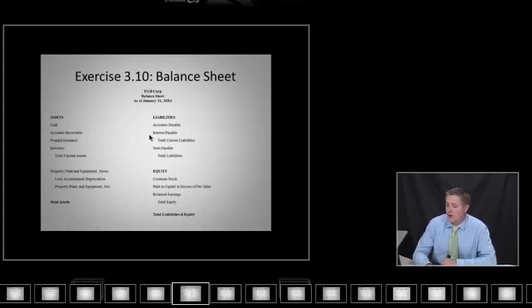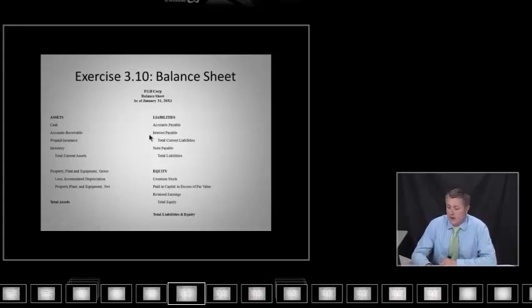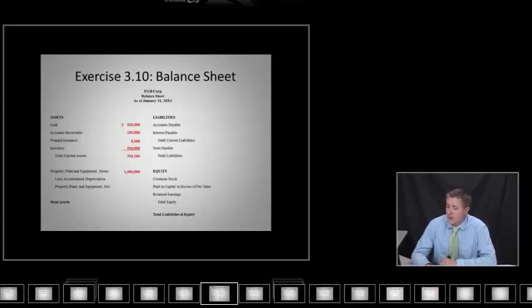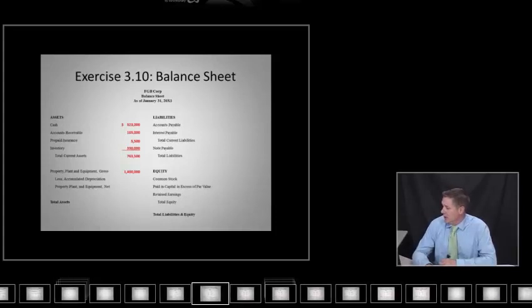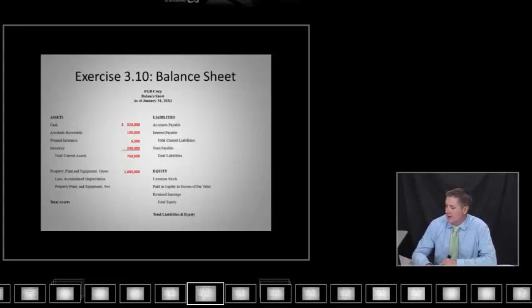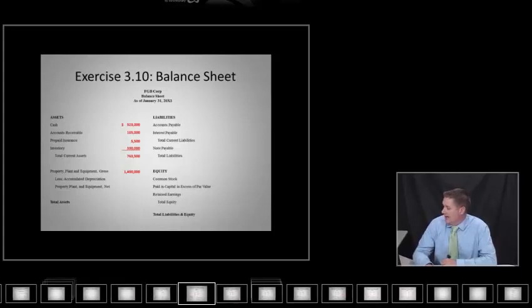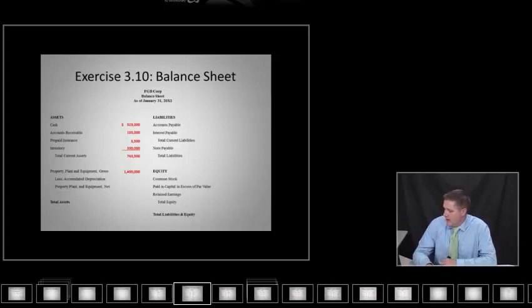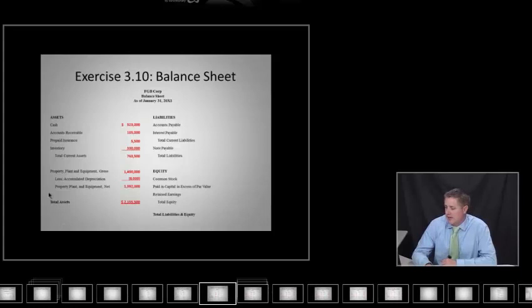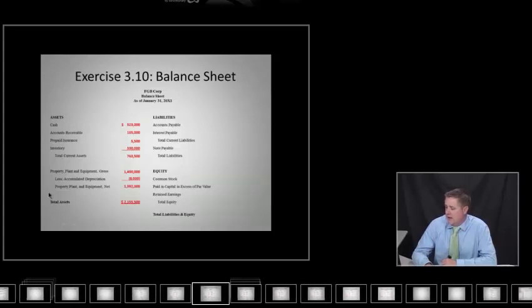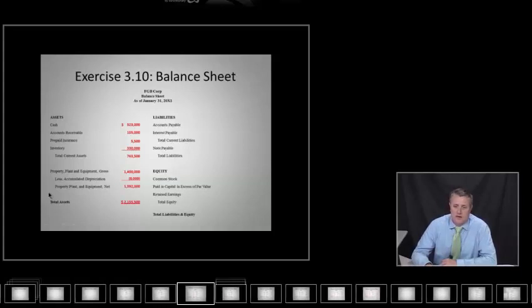So our total current assets are $763,500. We're going to report property, plant, and equipment less accumulated depreciation of $8,000. So our net property, plant, and equipment would be $1,392,000. And then our total assets as a consequence of that, current assets plus the non-current assets, $2,155,500.